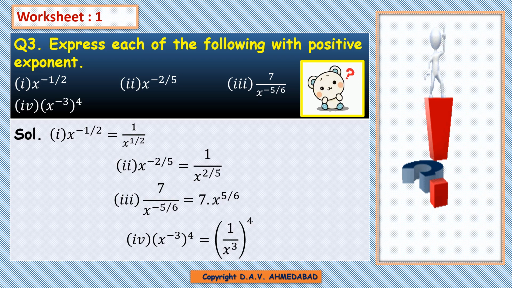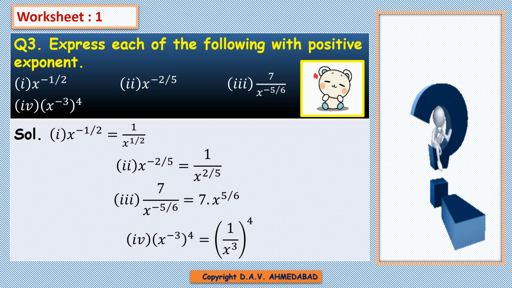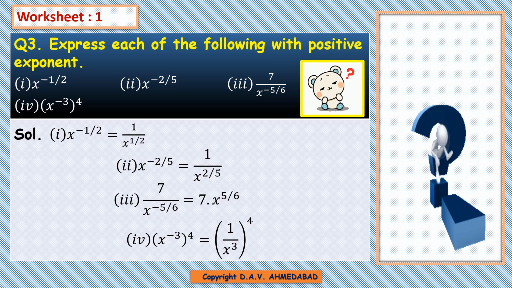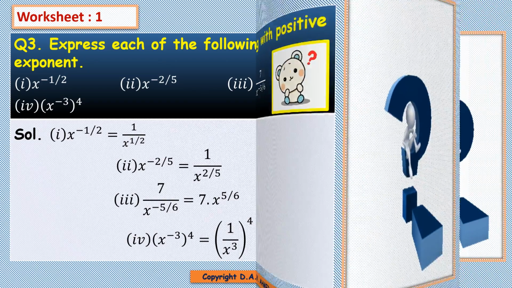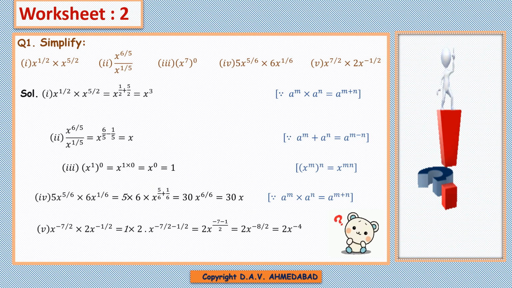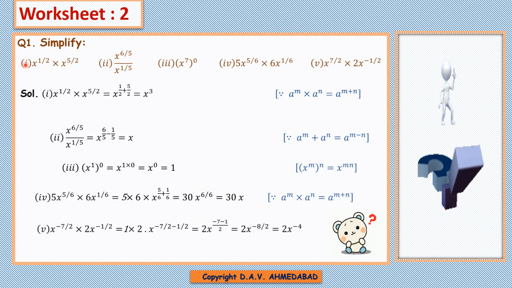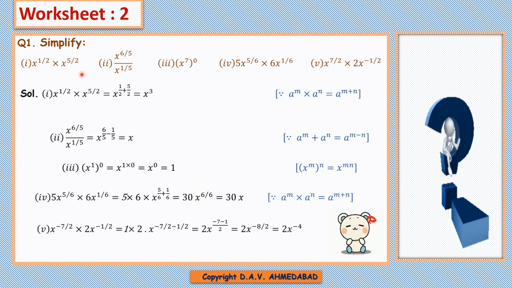So everyone understood worksheet number 1? Yes. Very simple worksheet, children. So now let us see what is next. Worksheet number 2. First question is, we need to simplify the given numbers.